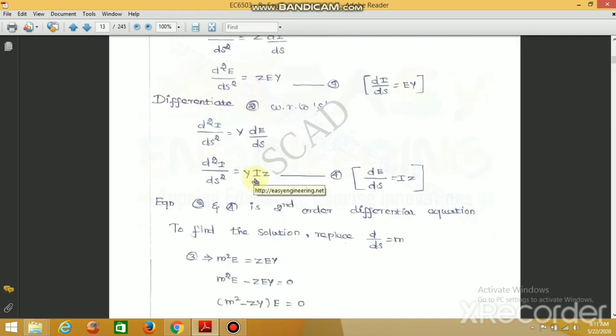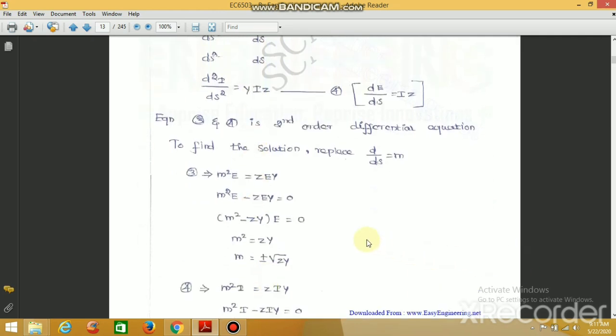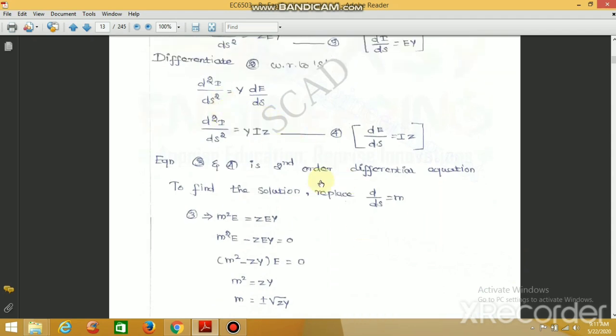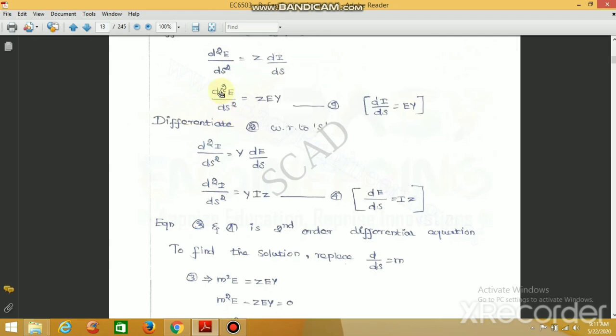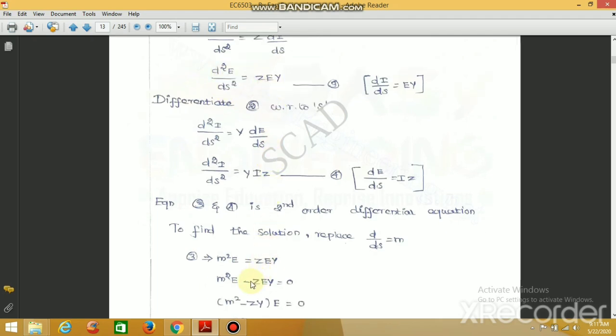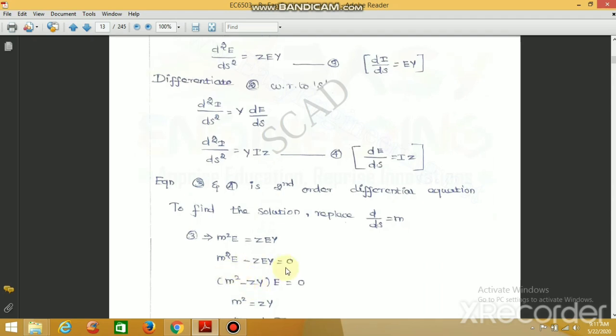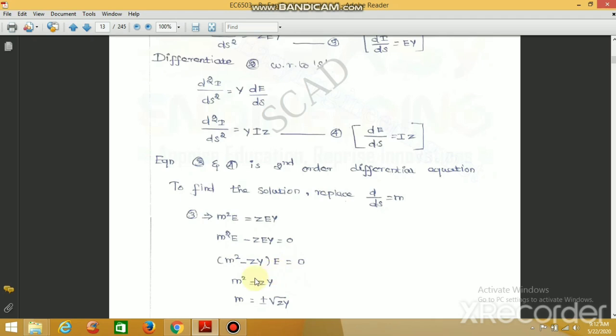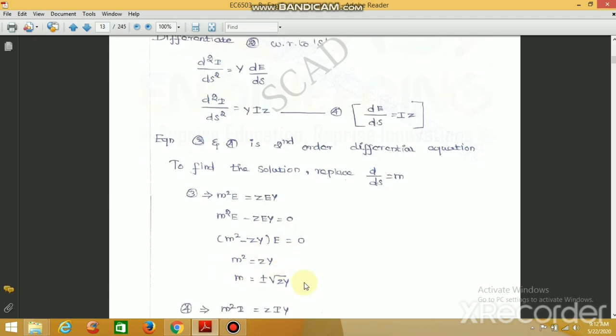So when d/ds is equal to m, what happens? We get m²E equal to zEy, and m²I equal to zIy. So we are replacing d/ds by m. The equation 3 becomes m²E is equal to zEy. When you solve this, you get m²E minus zEy equal to 0, and taking E outside, (m² minus zy)E is equal to 0. So m² is equal to zy, and m is equal to plus or minus root zy.